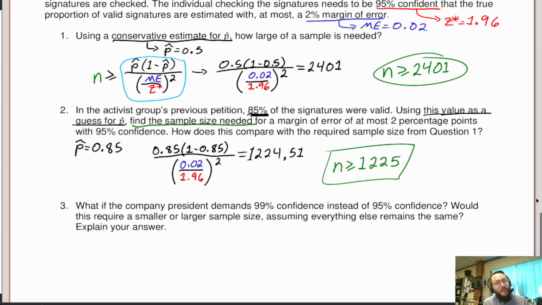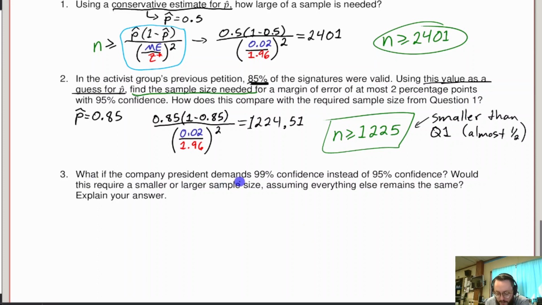As we can see, because we knew what the proportion, p hat, might be, we got some extra information about our situation. We need to sample almost half as many signatures. This is smaller than the sample size in question 1. It's almost half of that sample size, 2,400 versus 1,200. Okay, it's a little more than half, but close enough.